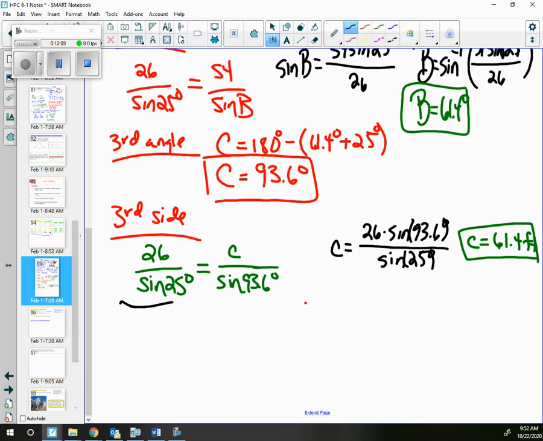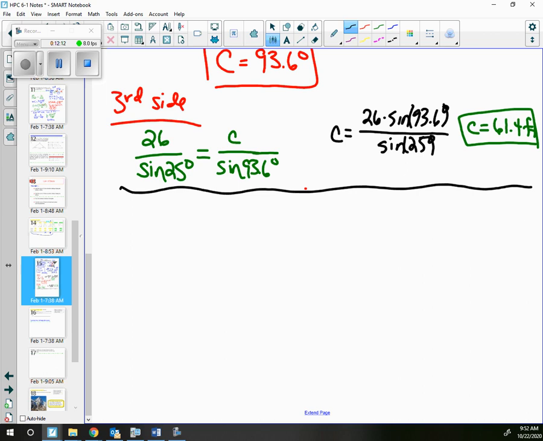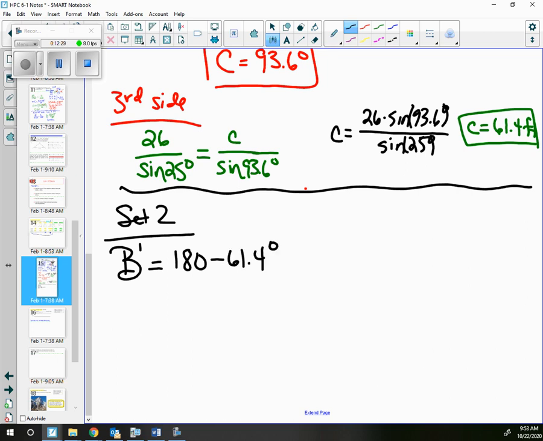So let's go ahead and do that calculation. So we're going to do our second set. So our set 2. We still have to start with finding that angle B. Our new angle B, they'll use this little prime notation. It's 180 minus that angle B that we came up with originally. So the new angle B would be the supplement of that original. So the new angle B would be 180 minus the 61.4, so 118.6 degrees. So to find that first piece, it's pretty straightforward. It's just swinging that side the other direction to make that an obtuse triangle.